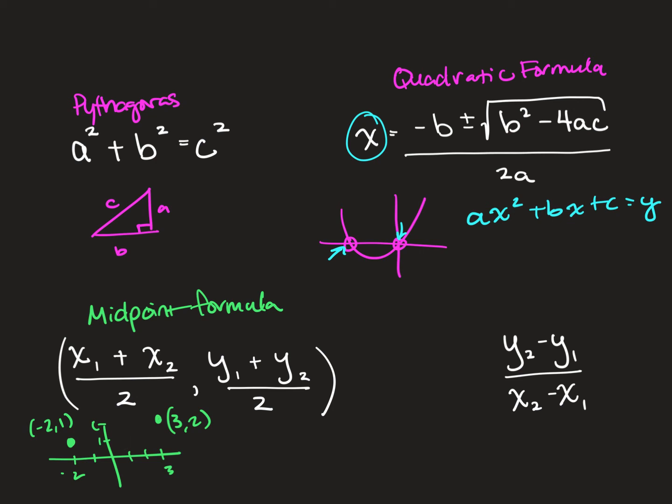And then this last one, this is ye old classic friend. This is slope, and this is the rise over the run, the change in the y values divided by the change in the x values.